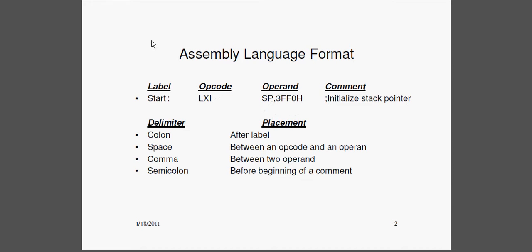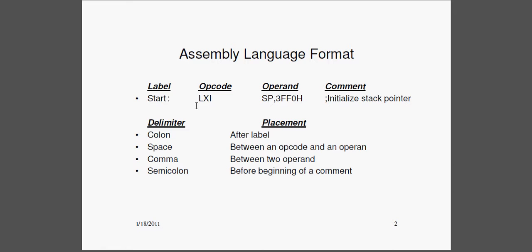This is the assembly language format. As you can see, the first item, if you write assembly programming code, is a label, where you can label a specific line that you can refer to in your code. For example, if you want to go to the label, you can go back to it. There are many functions of the label, but you have to know the first item in a line of your assembly language is the label.